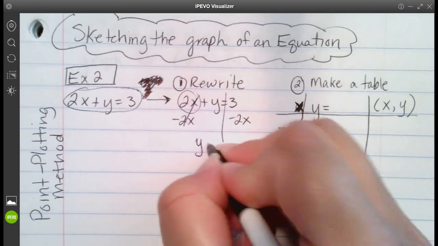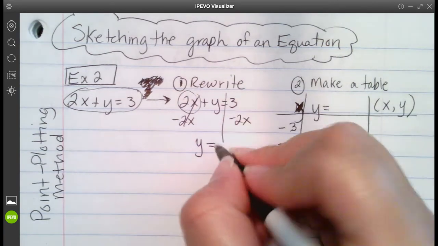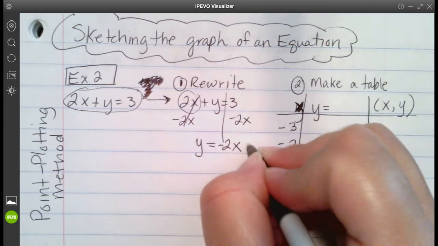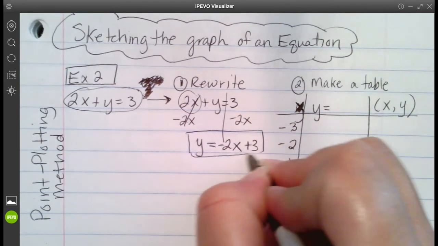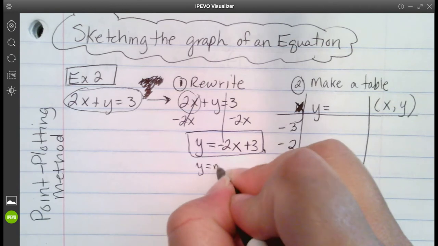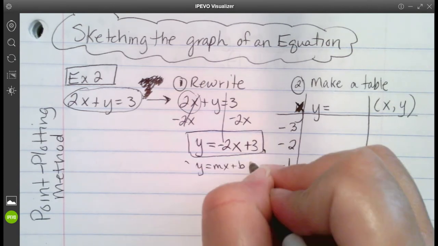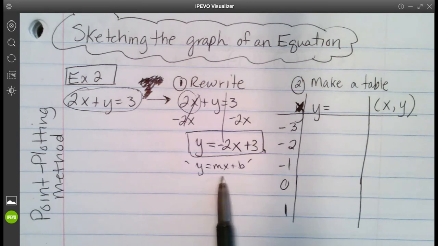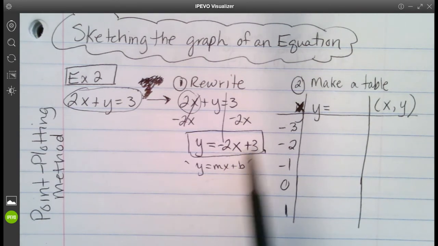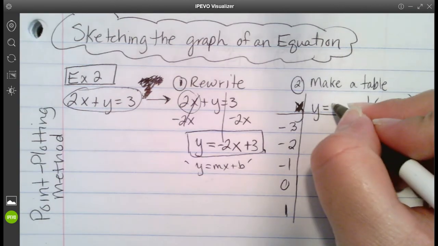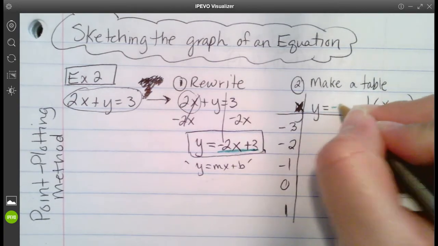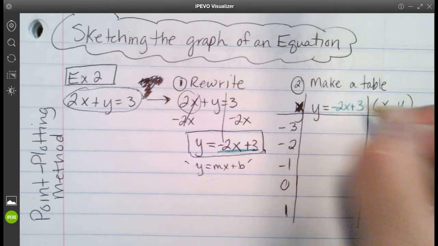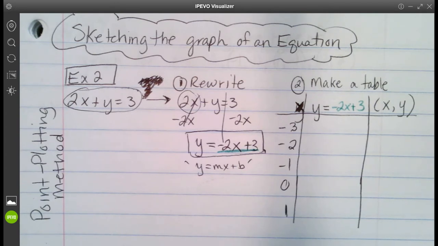That leaves me with y equals, and I'm going to put the x first, so negative 2x, and I still have that plus 3. So this is the y equals mx plus b that I was looking for, and this should look familiar to you, okay? Once you have this, we're going to make a table using this equation. So I'm going to take what I just found and put it over here, and I'm just going to make a table.